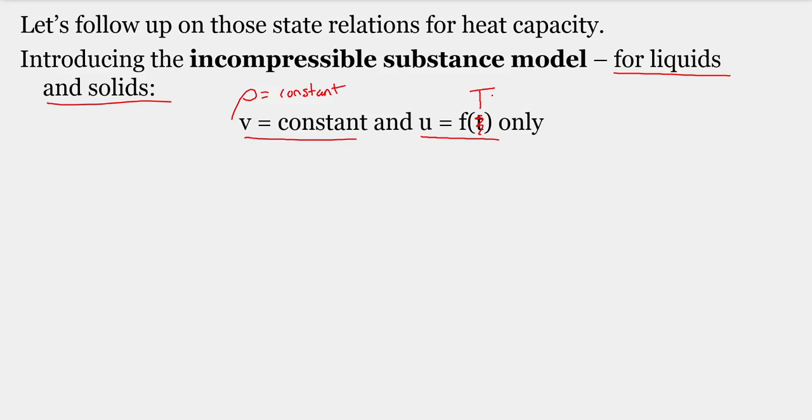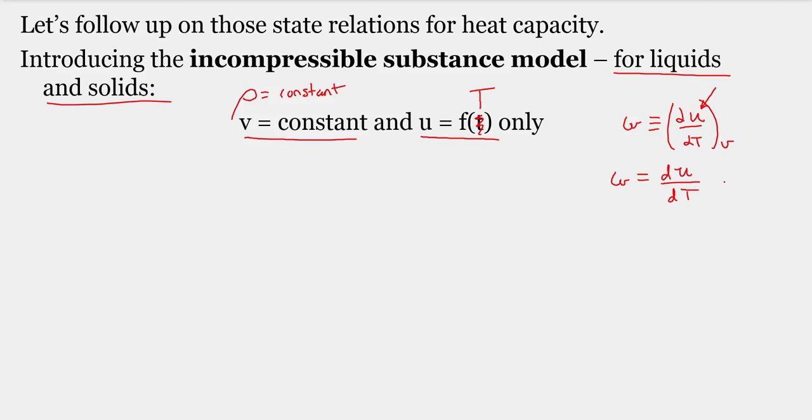Okay, if I have that information, I can now go back and say, hey, the definition of the specific heat, remember the specific heat at constant volume was defined as the partial derivative of the specific internal energy with respect to temperature for a constant volume. But because we now know that the internal energy is only a function of temperature, it's not a function of volume for this approximation, it tells us mathematically that the specific heat at constant volume is now the simple derivative of the internal energy with respect to temperature. Okay, so what does that mean?